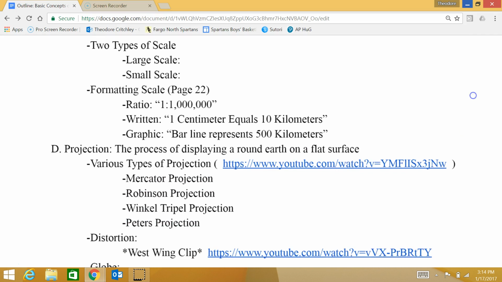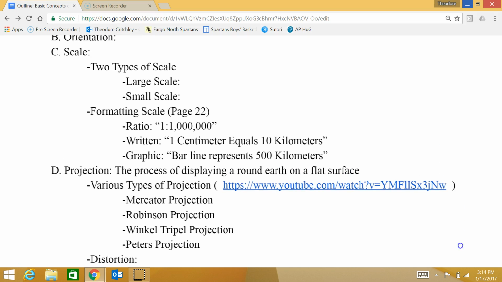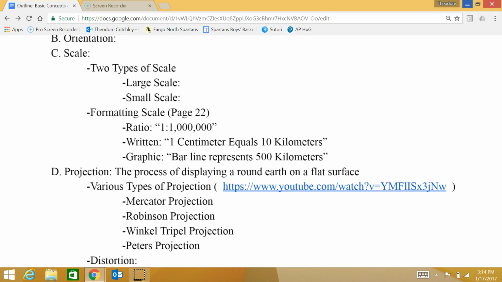So just understand the concept of scale. But again, when we're talking about scale, large scale, small scale, by far and away more important for you to understand where large scale is lots of detail, but less area of the Earth, where small scale is just the opposite of that.